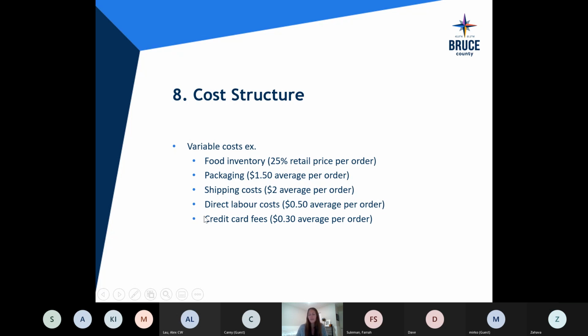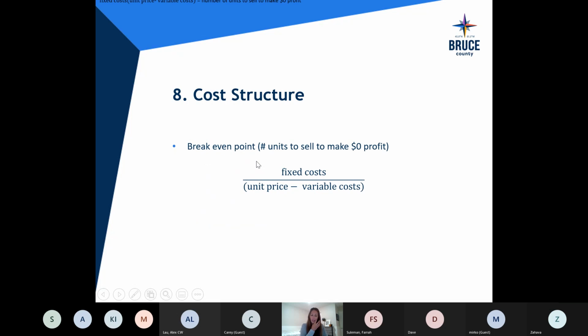And then if you charge credit cards, always remember to include your credit card fees as part of your cash flow statement. Lots of people forget that if you're accepting credit cards or debit cards, you have fees associated. So whether it be 2 or 5% every order, you really want to count that in your cost structure because it's going to drastically change the amount of take-home money you make at the end of the day. So here are some examples of our variable costs.